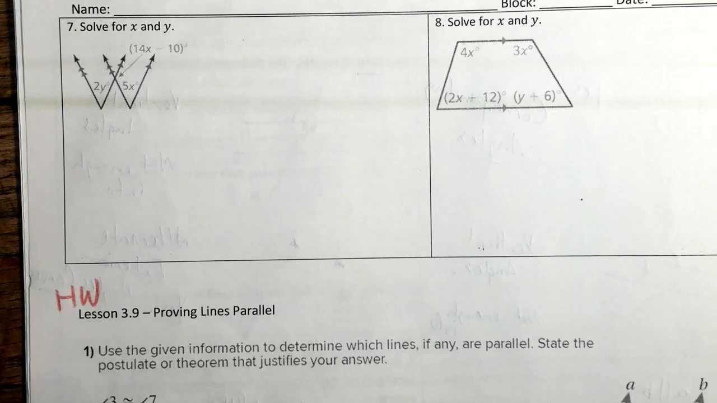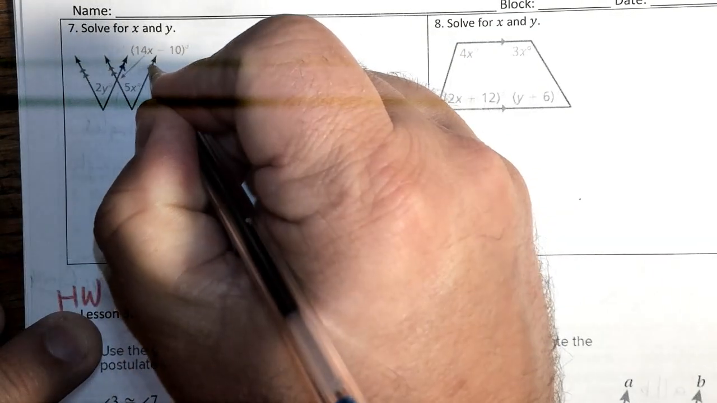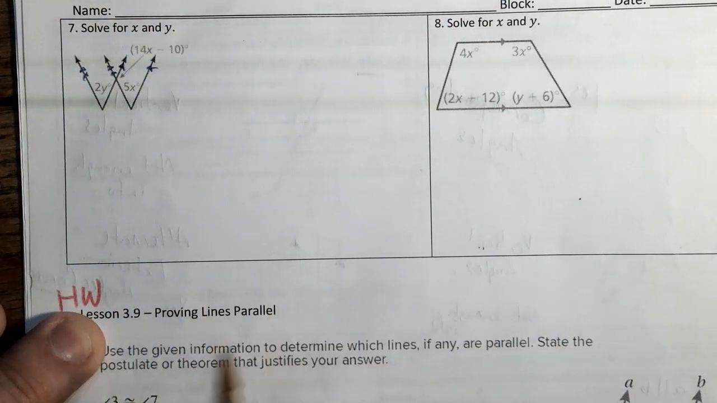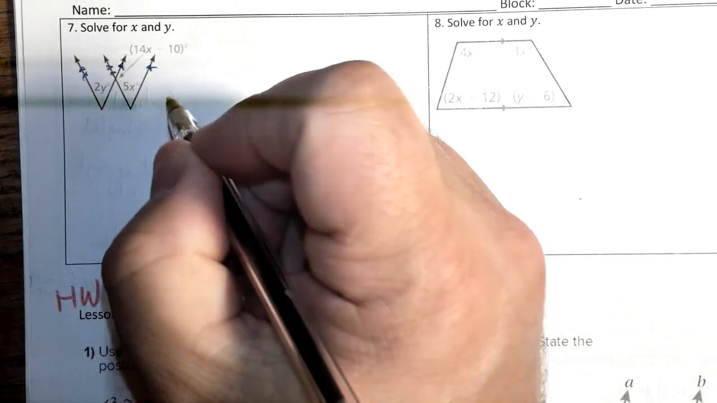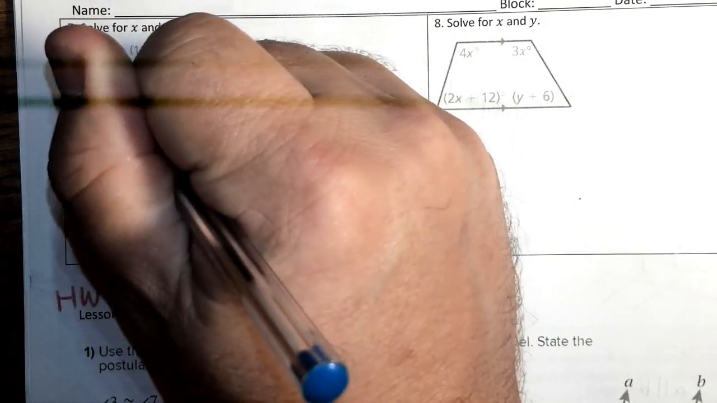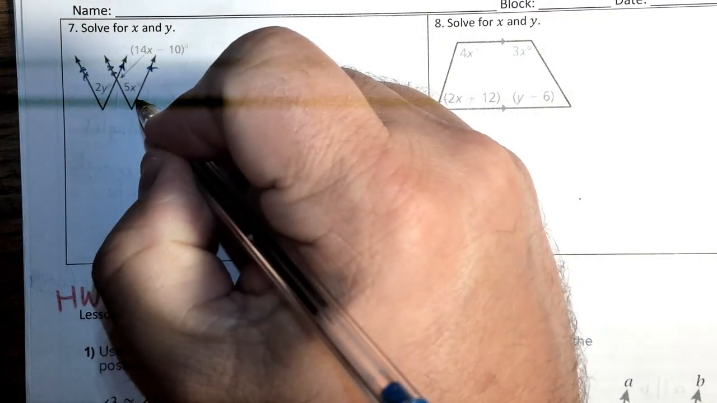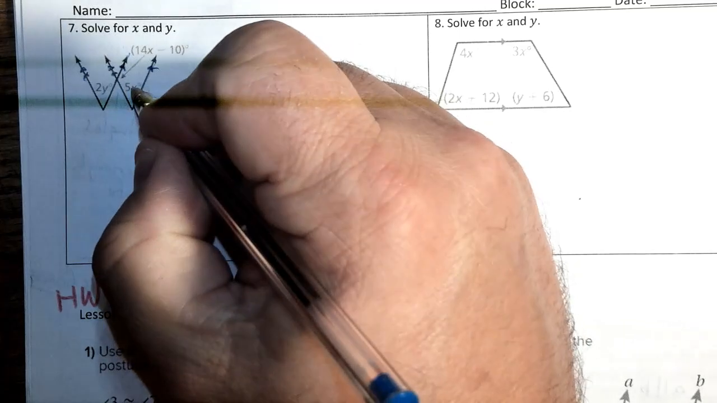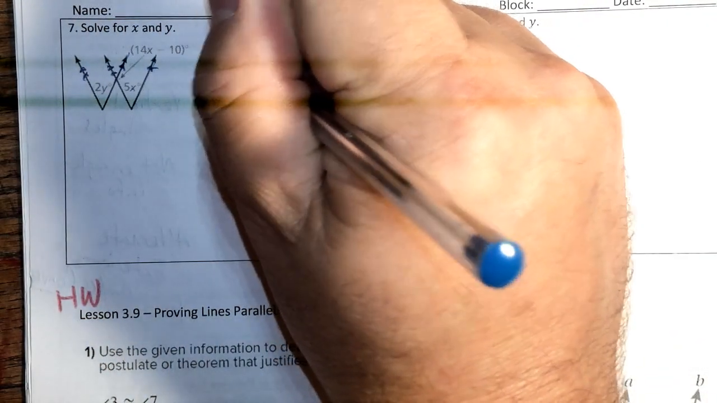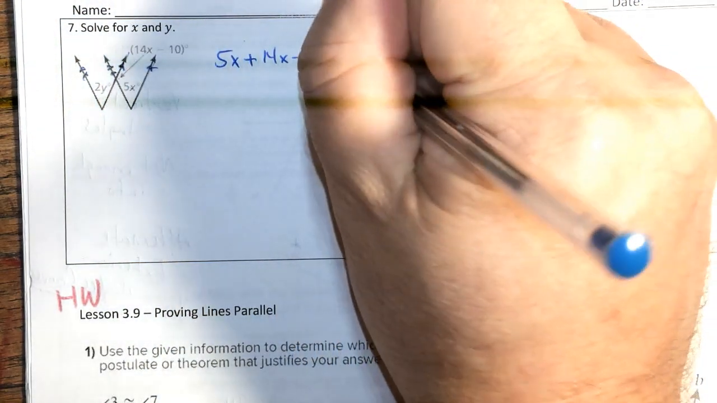It looks like a big W, and it is, but for us, this line is parallel to this line, and this line is parallel to this line. This creates a relationship here. Basically, the 5x and the 2y are basically the same angle. This and this are going to equal 180 because they're consecutive interior. Notice they're inside these two lines and they're across from each other. So 5x plus 14x minus 10 is going to equal 180.